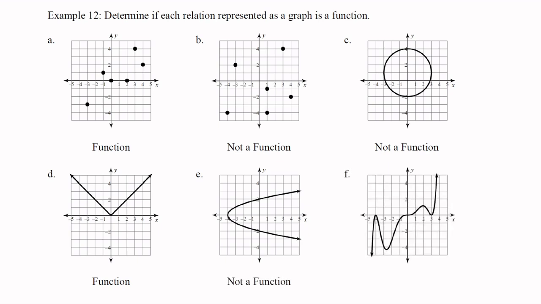And then at F, if we start our pencil from the left and go to the right, the line is only going to go through our pencil one time at any given point. So it is a function.